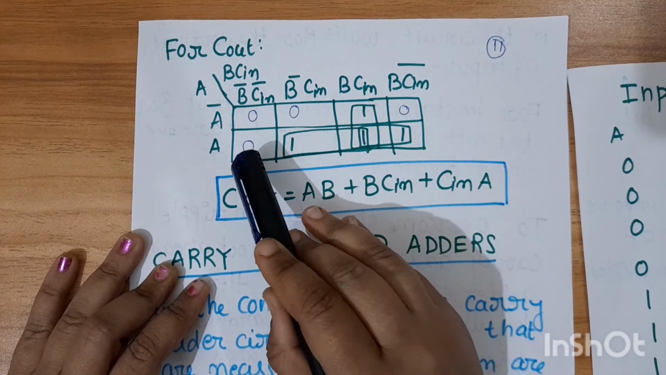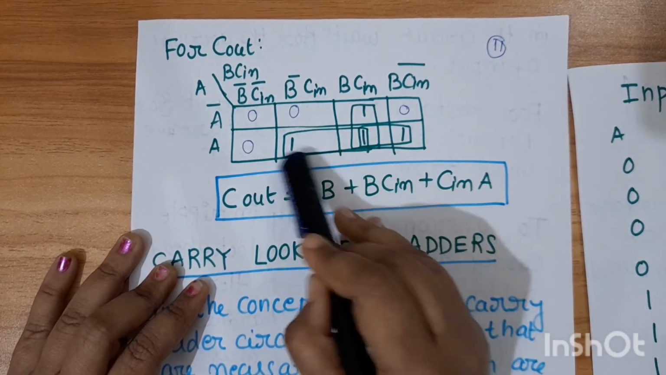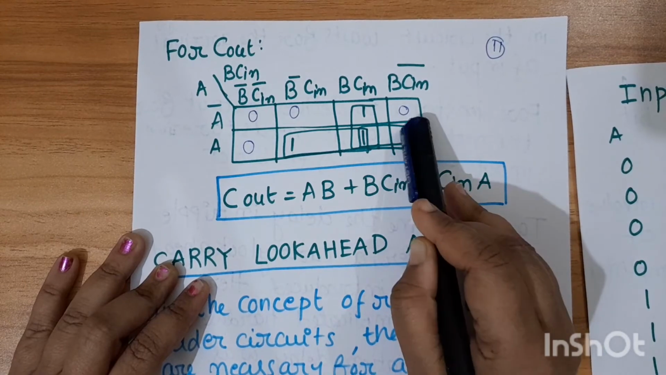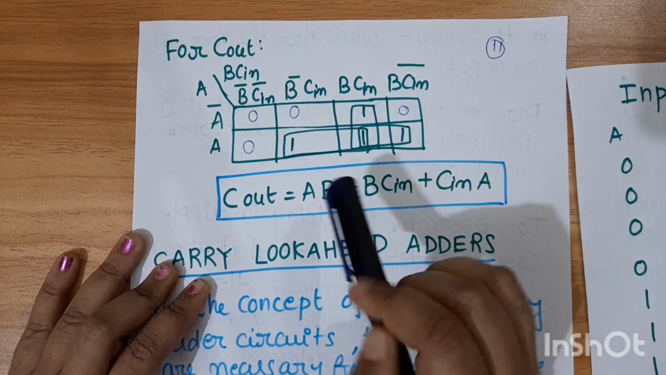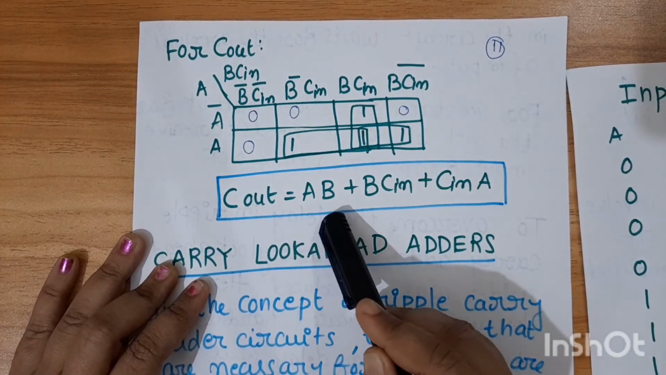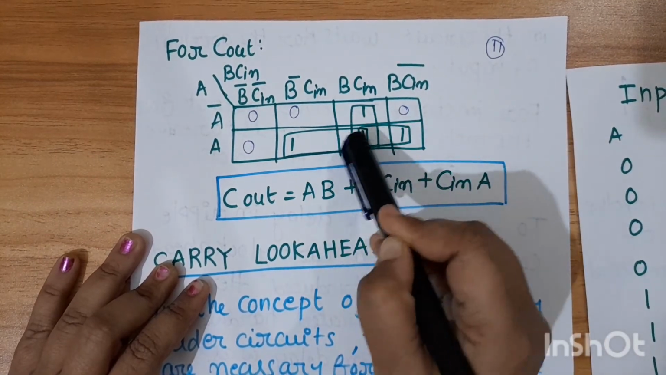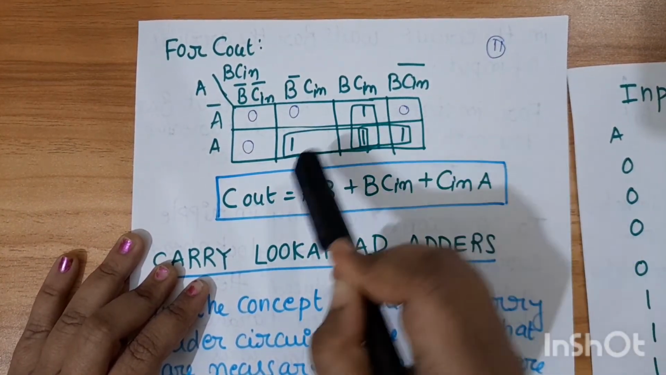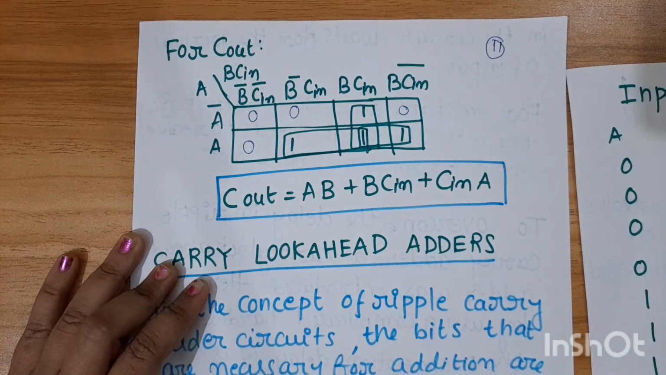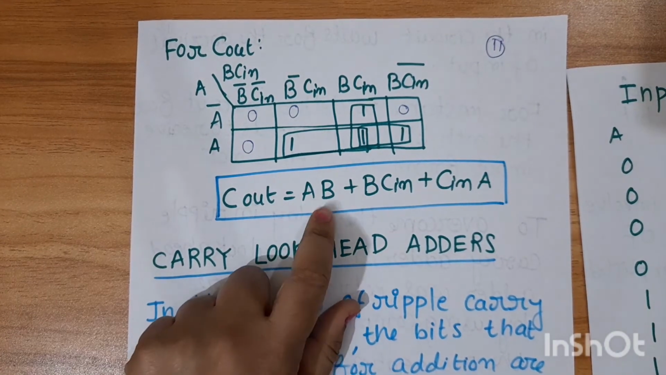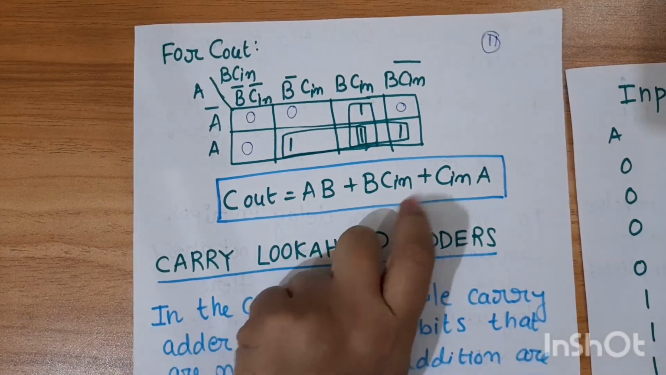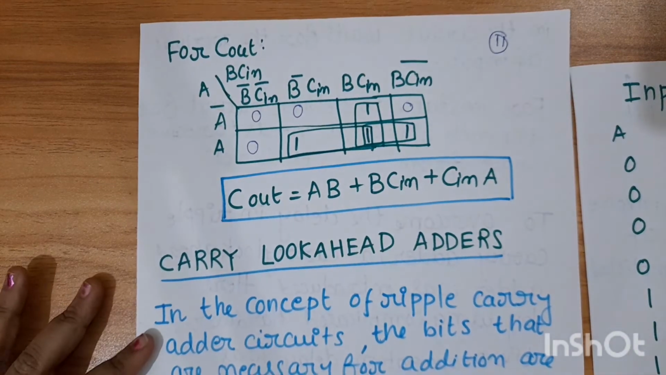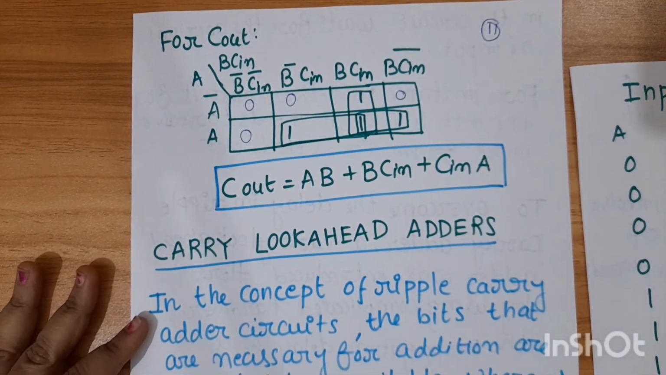4, 5, 6, 7. For 5 it is 1. For 6 it is 1. And for 7 it is 1. So Cout is coming as AB. After regrouping adjacent boxes, I am getting AB plus B Cin plus Cin A. This is the Boolean expression for the Cout of the full adder.